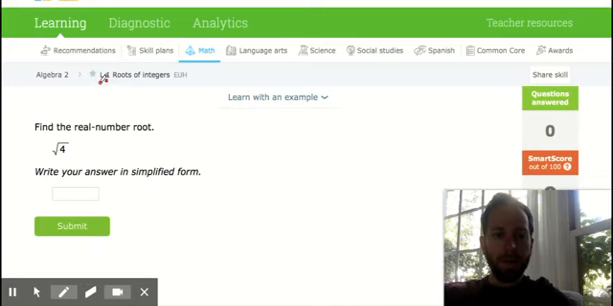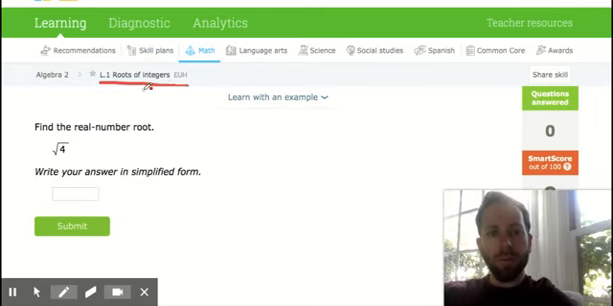This video is on Algebra 2 IXL topic L1, roots of integers. So remember, an integer is a positive or negative whole number. So the counting numbers, but including the negative numbers as well. So here we're going to find the real number root.